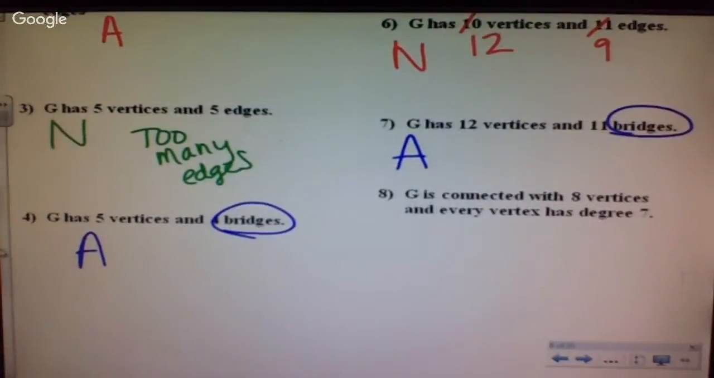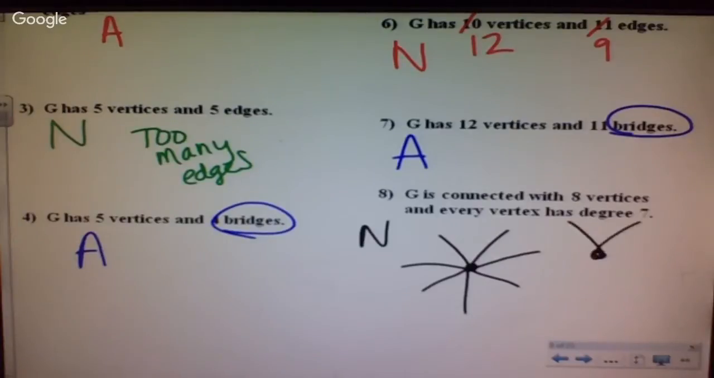Okay. The last one. Think about what this is saying to you. This says I have 8 vertices and every vertex is a degree of 7. That's all the way off. This is definitely a never. If I have this graph and each one has a degree of 7, that means I've got a dot and each dot has 7 lines coming out of it. That's way too many edges. I've got another one over here that has lines coming off of it. Never gonna work.